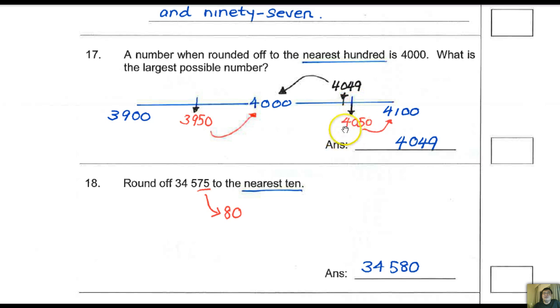Now for this case, the midpoint between 4000 and 4100 is 4050. For 4050 itself, it will be rounded upwards, not downwards. So the largest number from here, which is larger than 4000, is 4049. Once you round it off to the nearest 100, it will be rounded down to 4000. So the answer, the largest number which rounds down to 4000 to the nearest 100, is 4049.